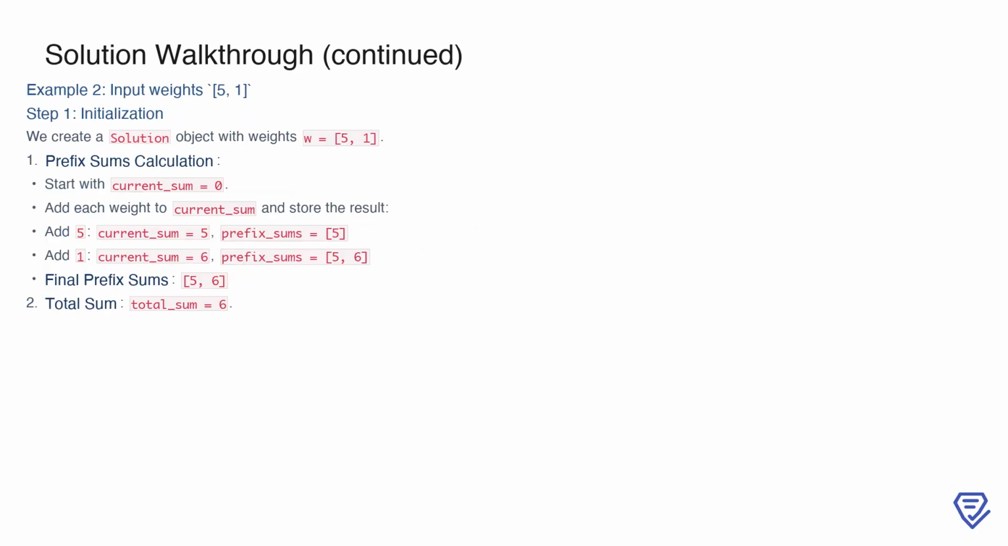In this example, we initialize the solution object with weights 5, 1. The first step is again to compute the prefix sums. Starting with current_sum as 0, we add each weight in turn. Adding 5 results in a current_sum of 5 and a prefix_sums of [5]. Adding the second weight, 1, brings current_sum to 6 and updates prefix_sums to [5, 6]. This means the cumulative sums are 5, 6, and the total sum of the weights is 6. These values will guide the random selection process.